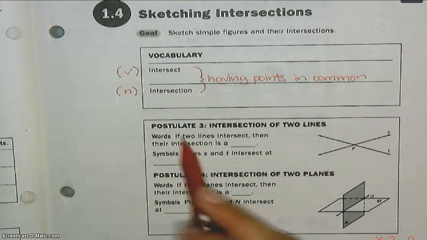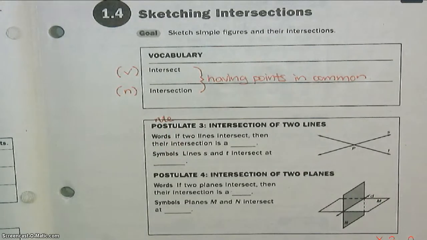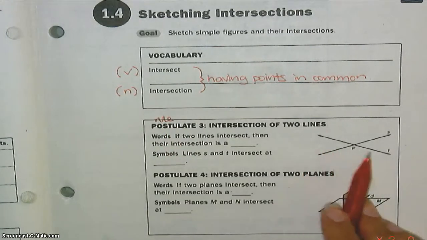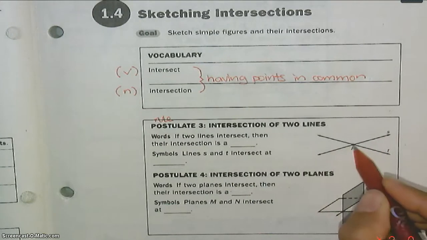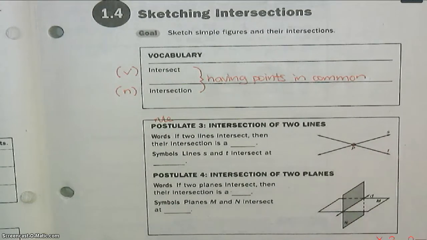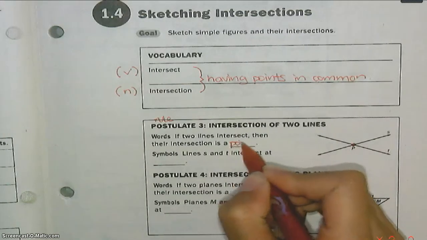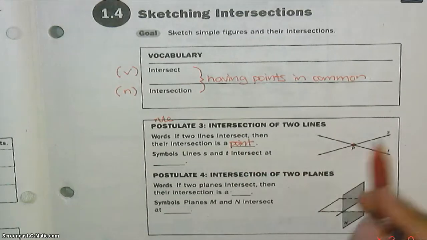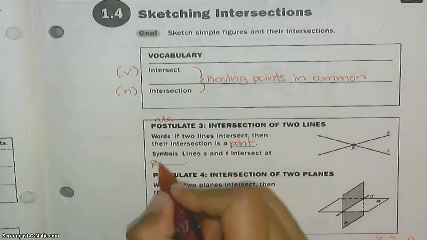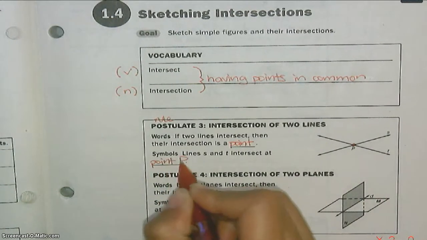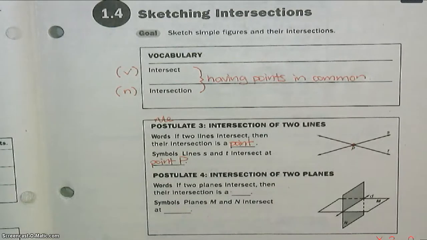So a postulate. Remember, a postulate is just a rule. So this is rule number 3. If two lines intersect, then their intersection, well, notice, they meet right here. This point is on both lines. Their intersection is a point. Lines S and T intersect at point P. That's where they meet. That's what they have in common.